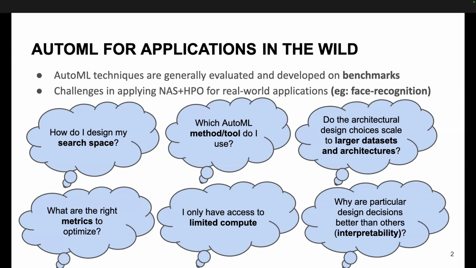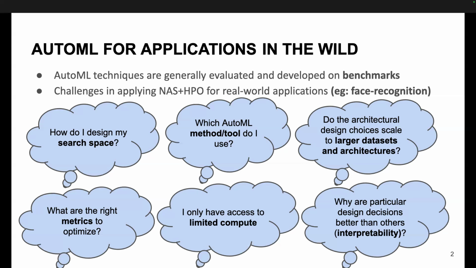There are some other issues, like what are the right metrics to optimize? This is something we struggle with for this particular problem as well, because there are multiple possible definitions of fairness, multiple metrics. And there's not a single one that one could choose and optimize for in AutoML, for example. Next one is which AutoML method or tool do we use? There are lots of important considerations here. For example, is your problem multi-objective? Do you want to parallelize across resources? Or do you have access to only a limited amount of compute resources? This will very much inform which tool you eventually use.